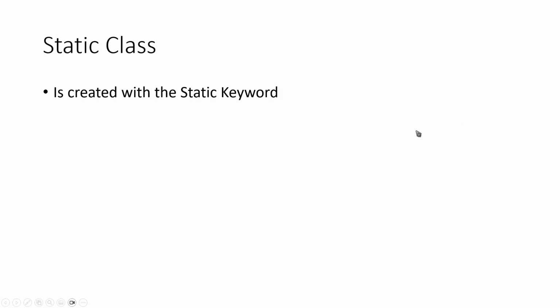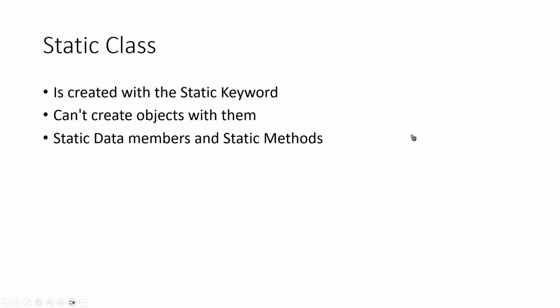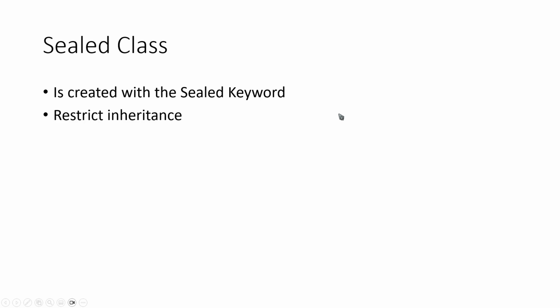A static class is a class created with the static keyword. You can't create objects with this type. It can only have static data members and static methods, and they are sealed, which means they do not support inheritance. A sealed class is created using the sealed keyword. It is used when you want to stop users from inheriting from that particular class. And you can also have sealed methods too, which can be overridden.